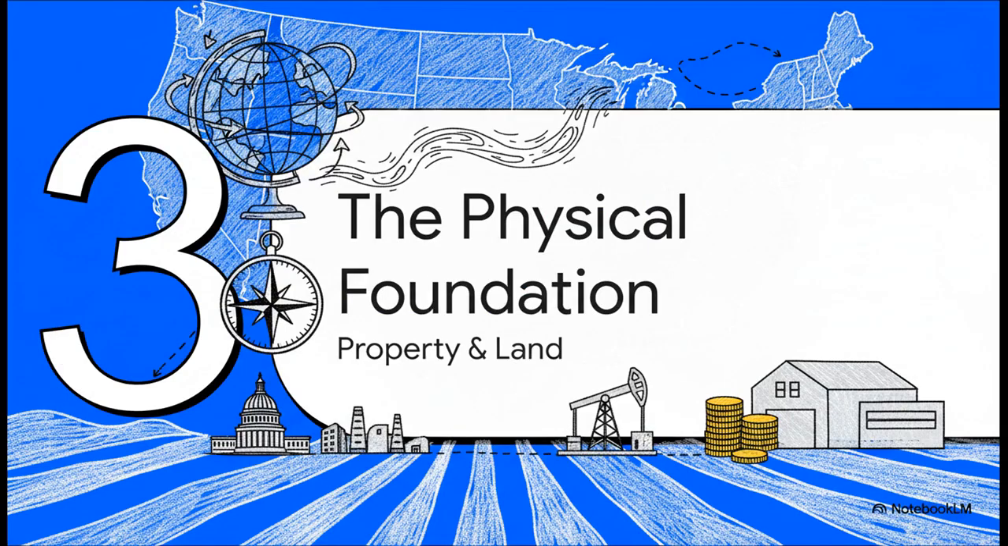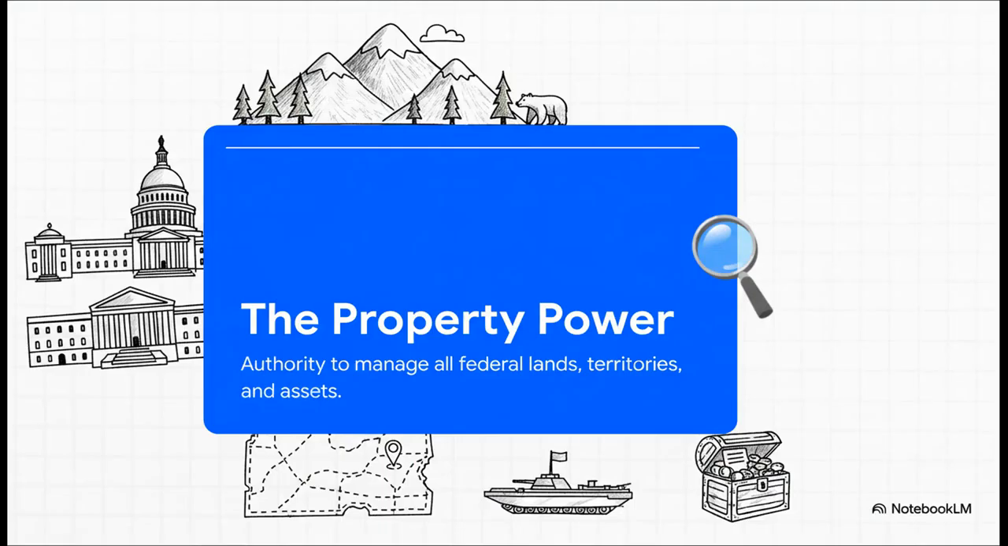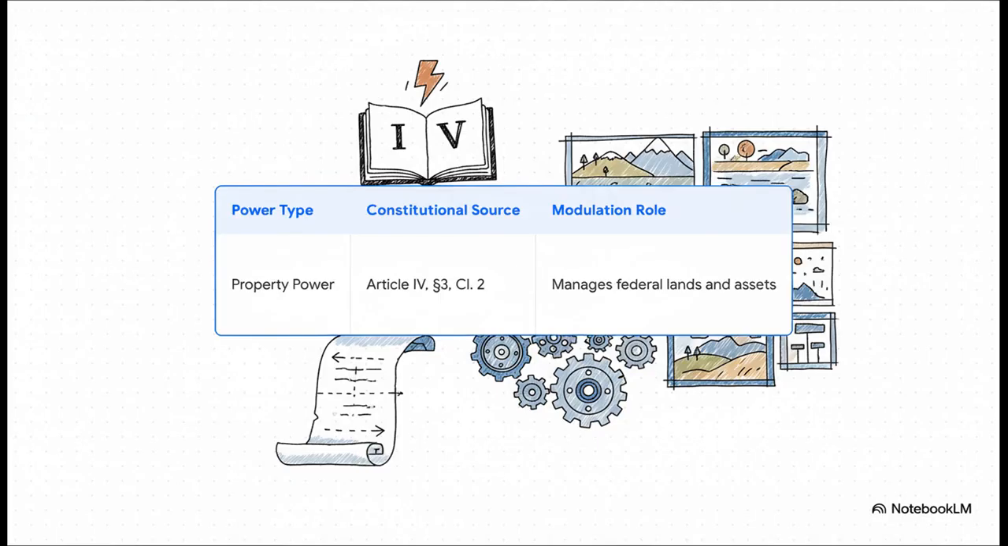Okay, so we've got the flow of commerce covered. Now, what about the very ground the nation is built on? Our next pillar deals with that physical foundation, the property and territory of the United States. This is the property power. It gives the federal government the authority to manage a huge portfolio of real, tangible things. We're talking everything from those sprawling national parks and forests to military bases, federal buildings, and even U.S. territories. You can find this power anchored directly in Article 4 of the Constitution.